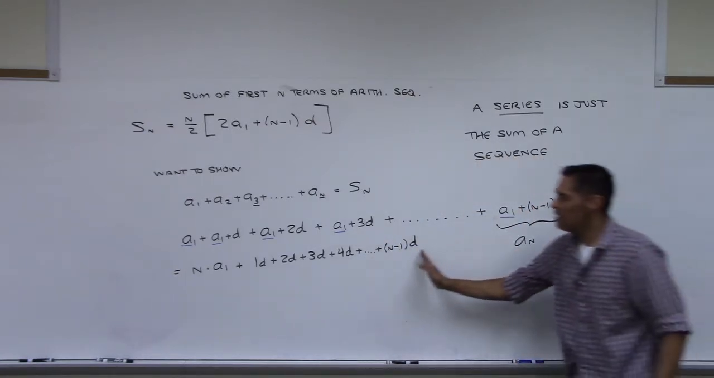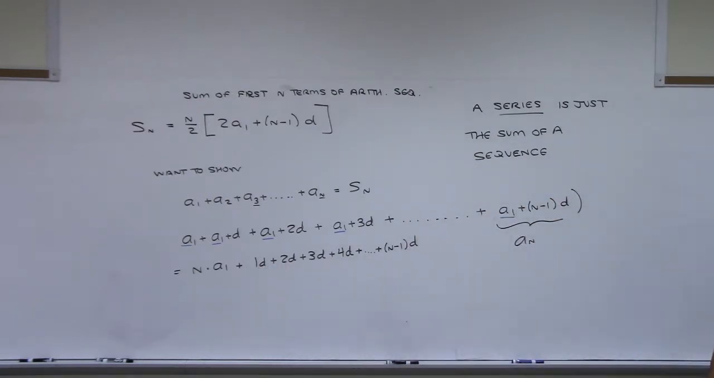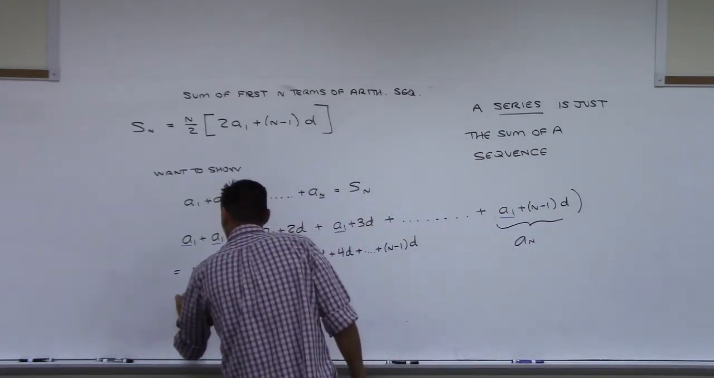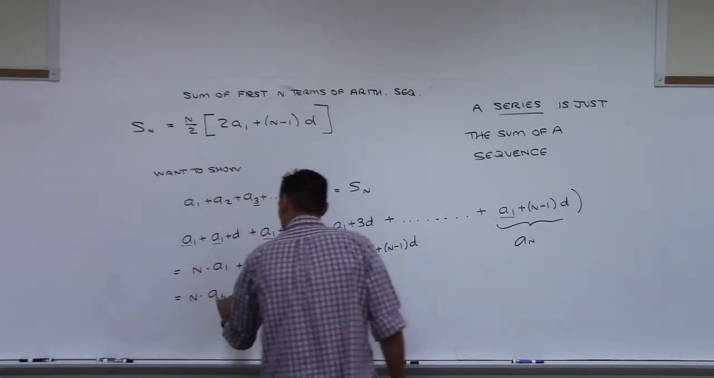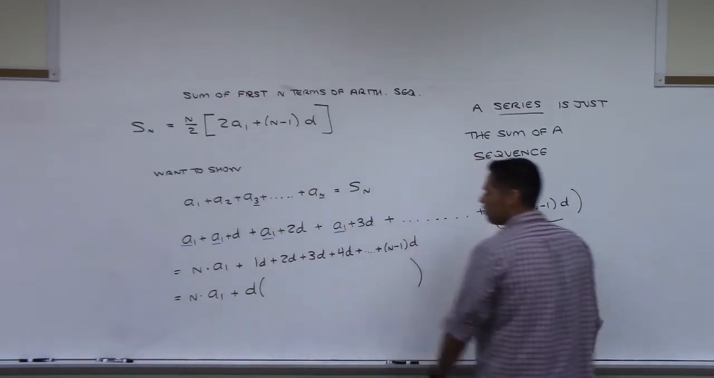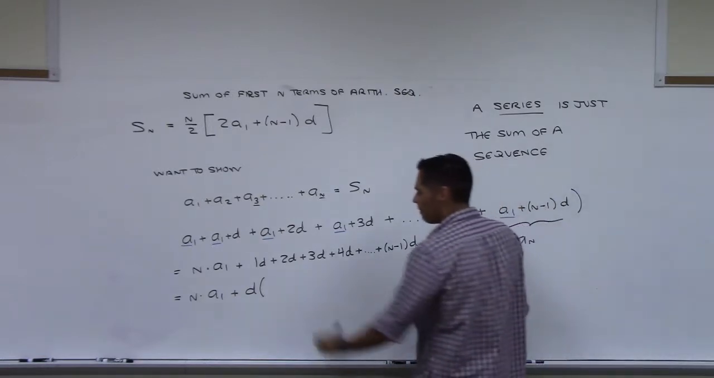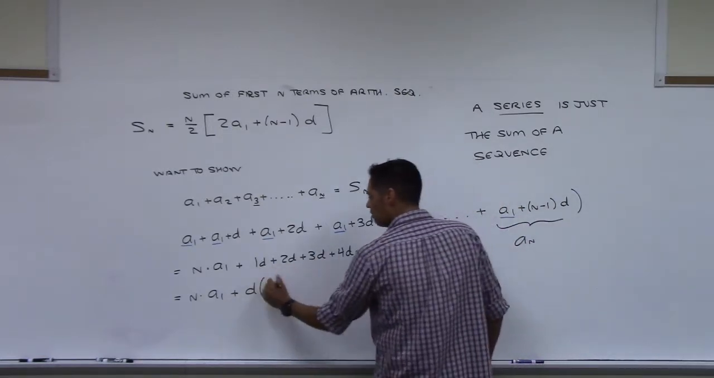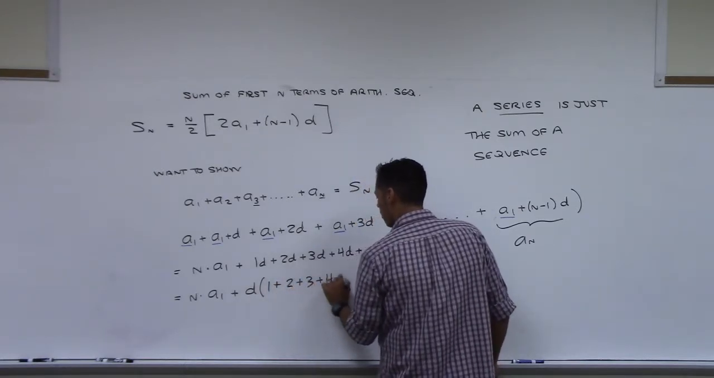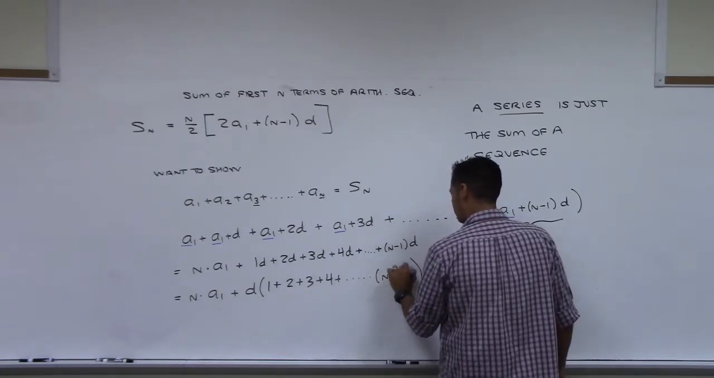What do all of these have in common? What do they all have in them? GCF. They all have a d, don't they? So I'm going to factor a d out. Plus d. Now, if I pull a d out, what do I have there? Well, I have 1 plus 2 plus 3 plus 4 plus, and I stop where? N minus 1.